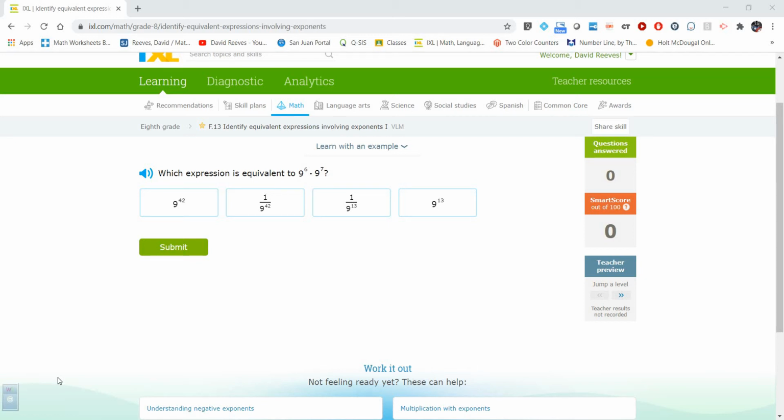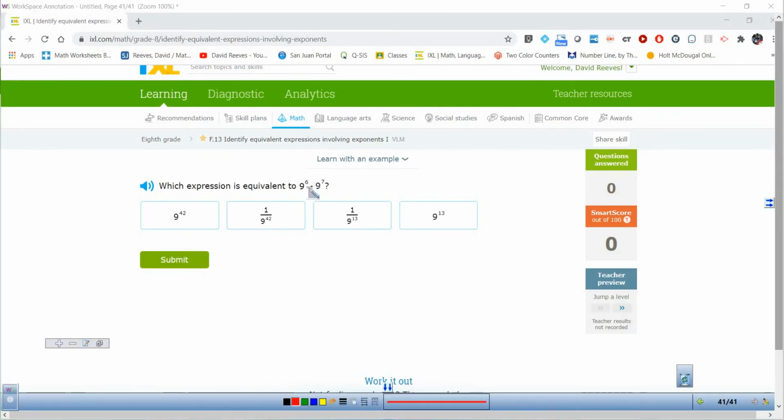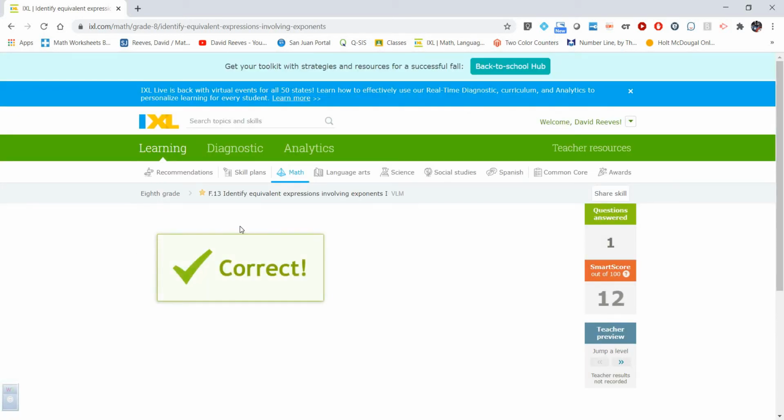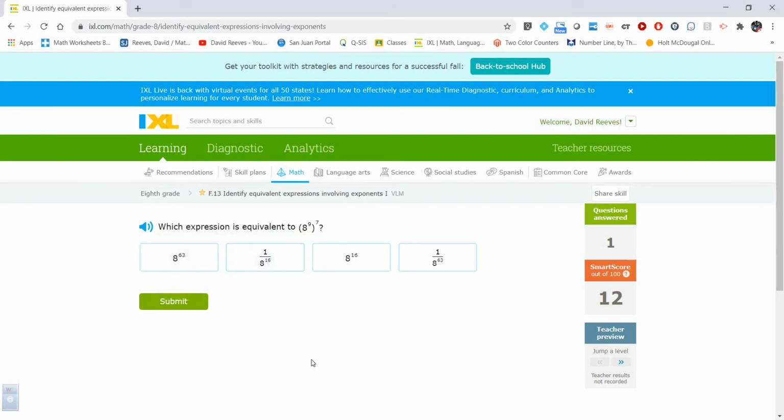All right, but I don't think this first one is going to be so tricky because what we have here is 9 to the 6th times 9 to the 7th. All right, and the bases are the same, and it's a multiplication problem, so we're going to add 6 plus 7 is 13. So we get 9 to the 13th, and I scan my choices, and I see there it is, that very last one. I submit it, and with great joy, it tells me that I am correct.